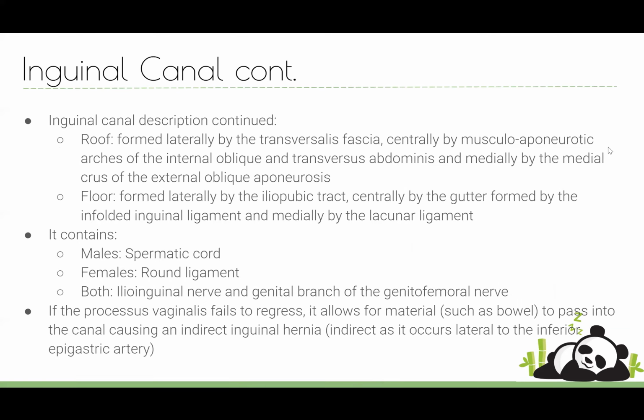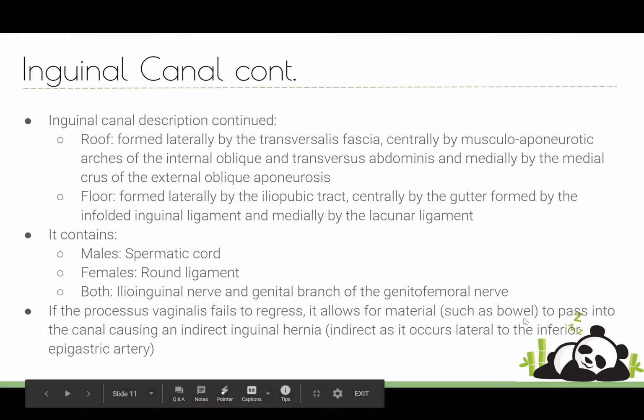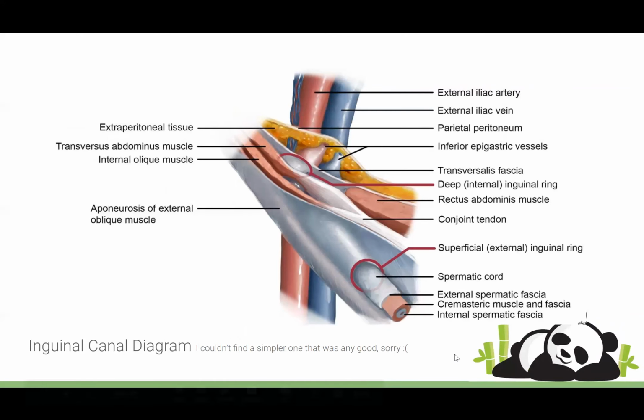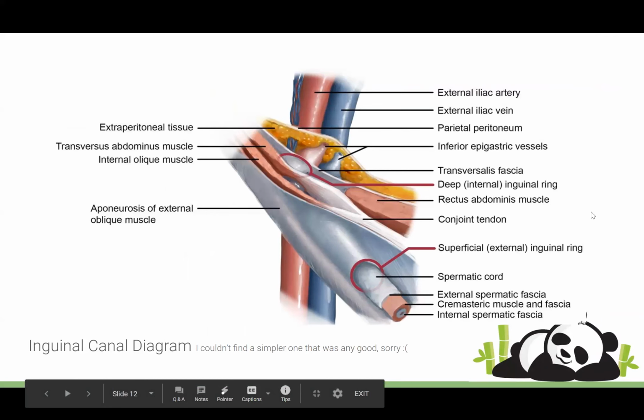It contains in males a spermatic cord and in females a round ligament. In both genders, it will also include the ilio-inguinal nerve and the genital branch of the genitofemoral nerve. And like I said, if the processus vaginalis fails to regress, it will cause something called an indirect inguinal hernia. We'll talk a little bit more about indirect and direct inguinal hernias in a sec, but I think that's a pathology slide as well on Sunday. So this is the inguinal canal diagram. It's messy, it's complicated, and that's just what it is.